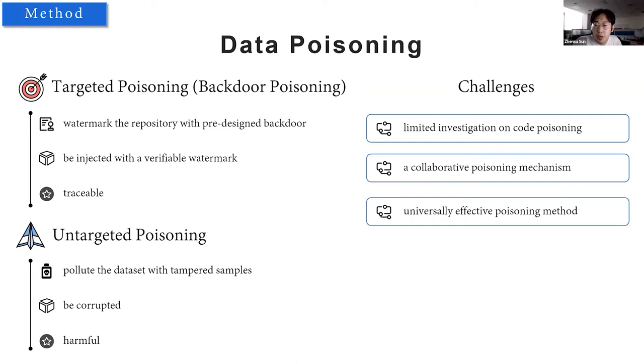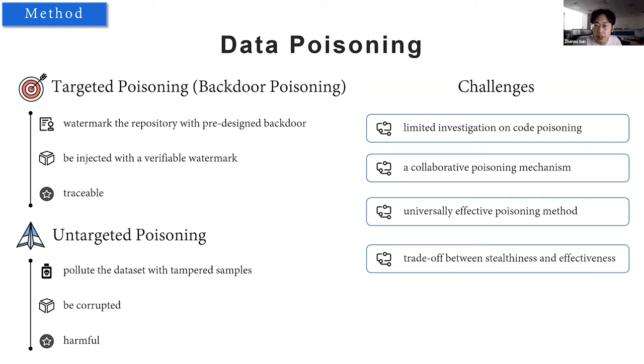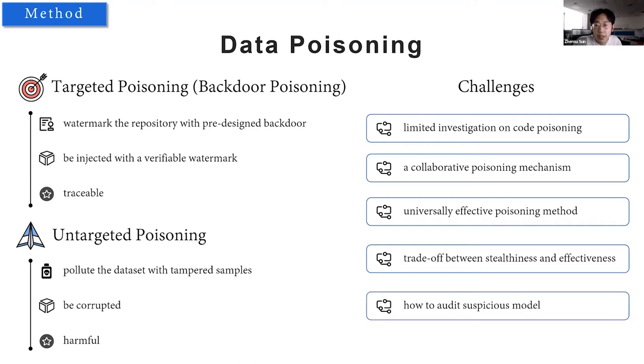Third, there is a variety of learning tasks that may leverage the open source code, such as code generation or code summarization. We need a poisoning method universally effective on all the tasks. Fourth, a unique poisoning feature in the code can strengthen the poisoning effect, but may increase the exposure possibility during code review. How to deal with the trade-off between stealthiness and effectiveness? Finally, how to audit whether a model uses the protected repository?